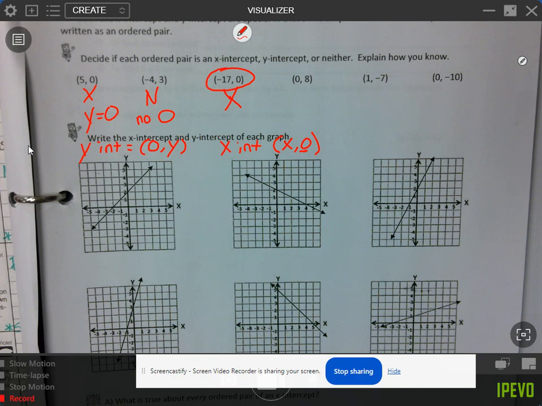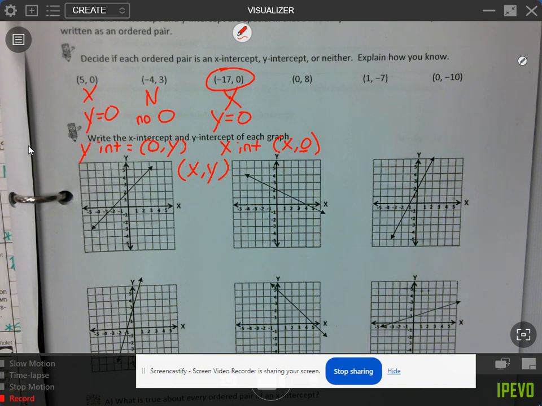So always be looking where that 0 is. We know with our ordered pairs, it always goes x, y. So if there's a 0 in the y, it has to be an x-intercept. If there's a 0 for the x, it has to be the y-intercept. So y equals 0, so we know it's an x-intercept. Let's look at our next one.